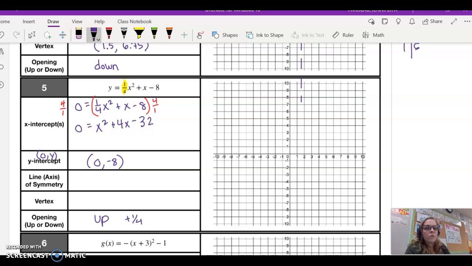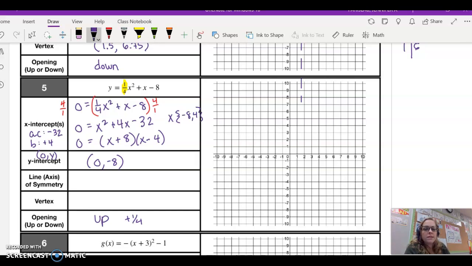So again, remember we want to think about what are the two numbers that multiply to negative 32, but when you add those factors, it's a positive 4. And so if you think about that, that would be 8 and 4. So we're going to have x and an 8, x and 4. And remember the larger one, since we have a positive 4 in the middle, needs to be positive and this one's negative. So in factored form, we can see that our x-intercepts are going to be negative 8 and 4.